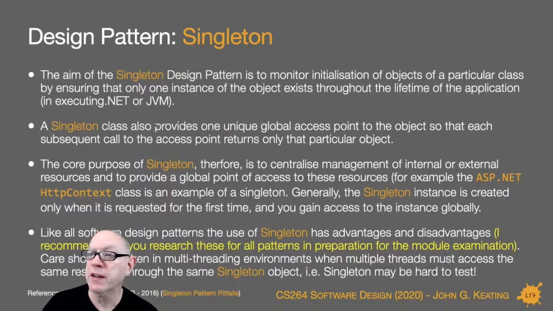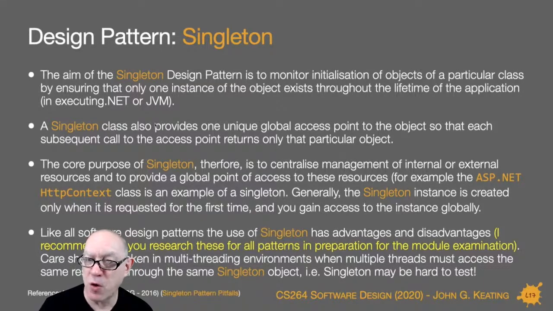Okay, so let's think about the Singleton pattern. The aim of the Singleton design pattern is to monitor initialization of objects of a particular class by ensuring that only one instance of the object exists throughout the lifetime of the application. So it's either executing in .NET or it's executing in your Java virtual machine, for example. The Singleton class also provides one unique global access point to the object, so that each subsequent call to the access point returns only that particular object.